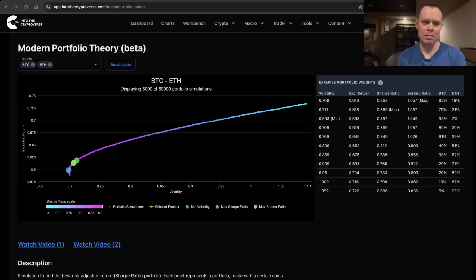Today, we're going to talk about modern portfolio theory and how you can maximize your risk adjusted returns within the cryptocurrency asset class.